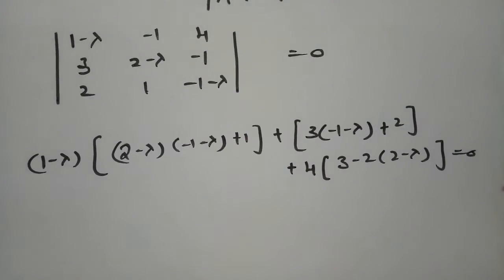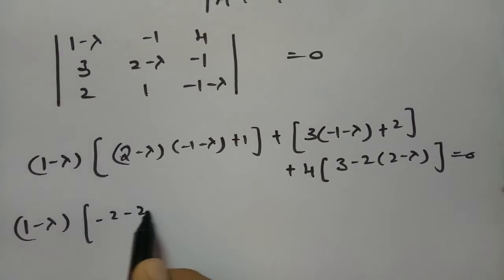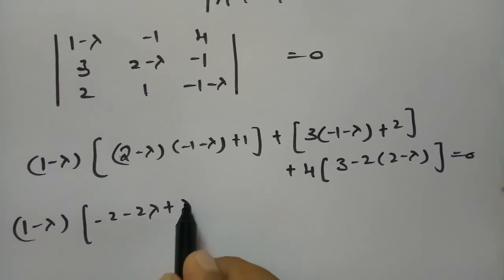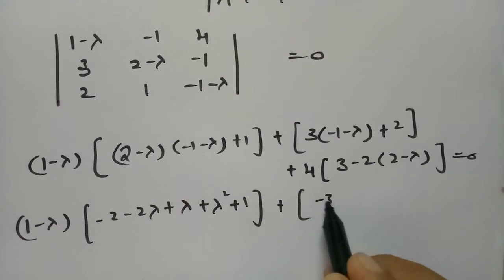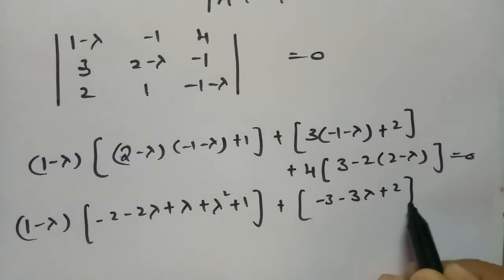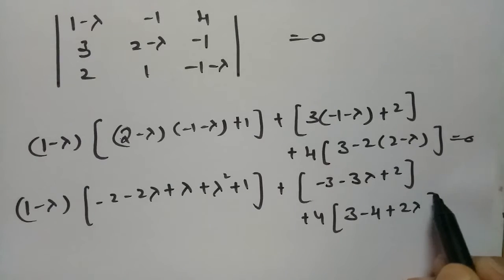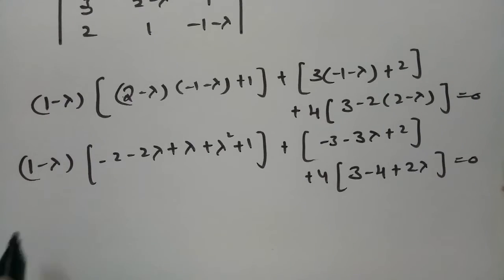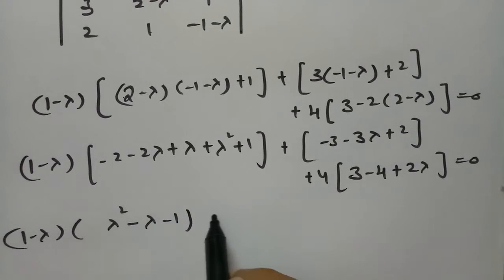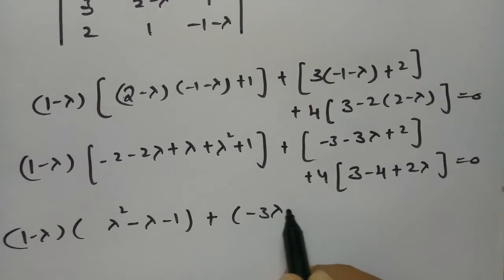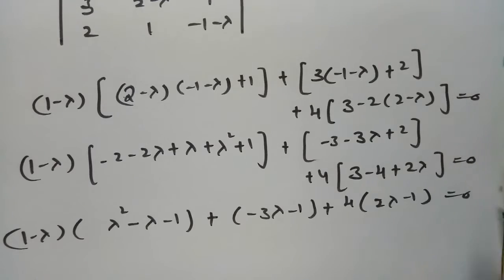So now if I multiply, see what happens here, 1 minus lambda times, this will be minus 2 lambda plus lambda and plus lambda square plus 1, plus this will be minus 3 lambda plus 2, and this will be 4 times 3 minus 4 plus 2 lambda, equal to 0. Now see, this is 1 minus lambda times lambda square minus lambda minus 1, and this will be minus 3 lambda minus 1 plus 4 times 2 lambda minus 1, equal to 0.